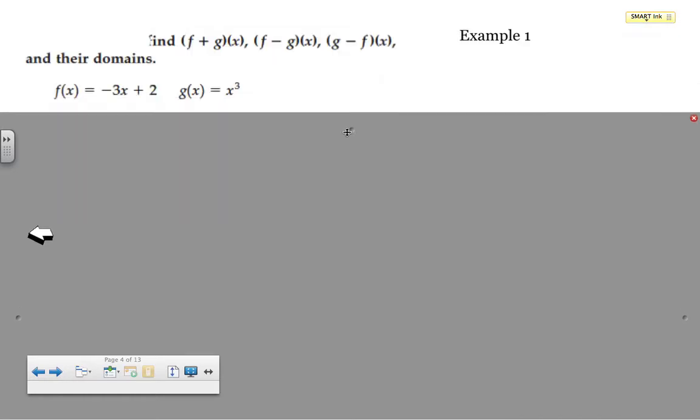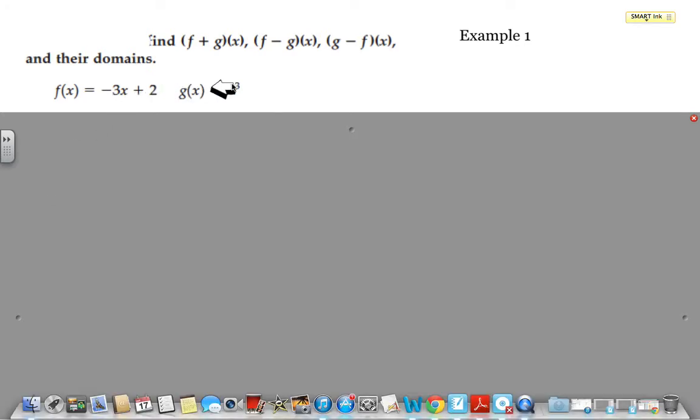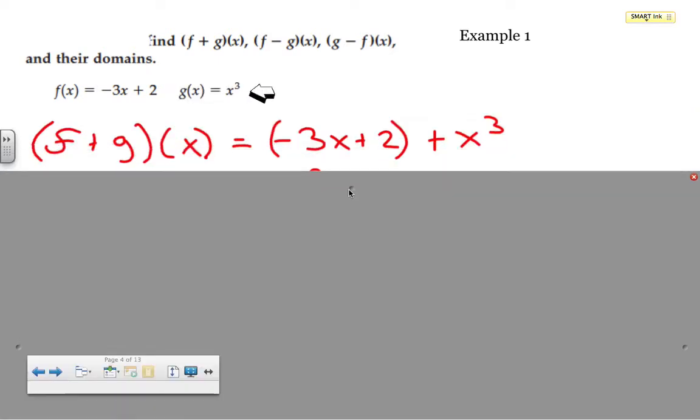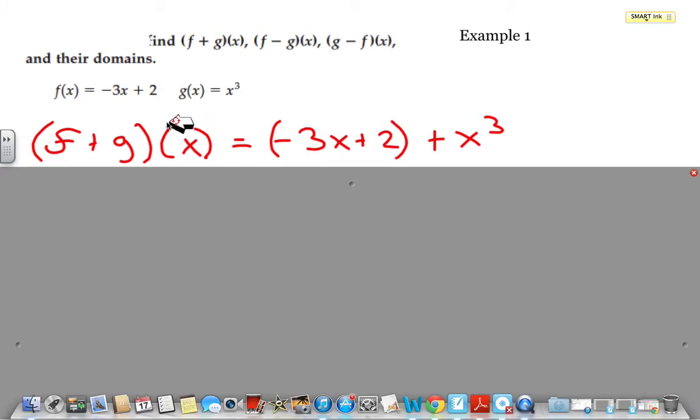So here we have our two basic functions. f of x equals negative 3x plus 2, and g of x equals x to the third. It's important we know which one is which so that we know what we're doing as we move forward. So f of x is this function, g of x is that one. Let's look at the first idea: f plus g of x. We're going to add these two functions together.